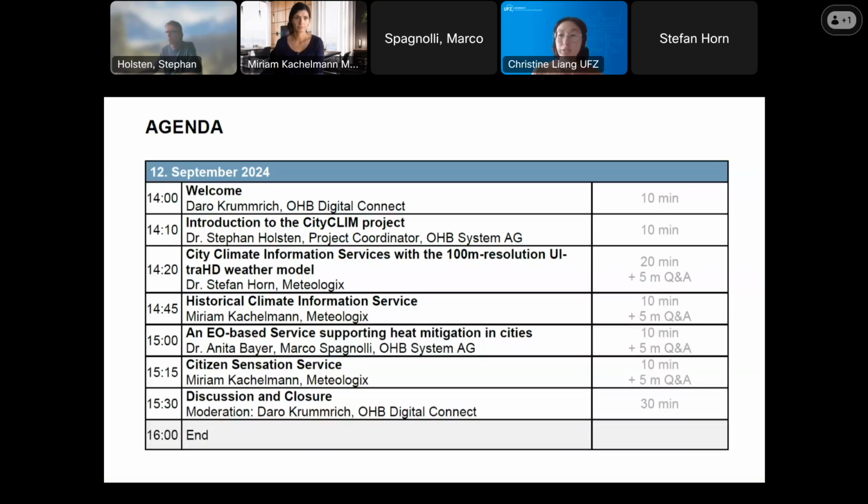The presentations will each be followed by a Q&A where you can ask questions directly to the presenters. But if there is not enough time or you have questions that relate to the whole project, there will be an opportunity at the end of the presentations in the discussion period where you can ask further questions. Before we begin with the service presentations, we will have an introduction to the CityCLIM project by Dr. Stephan Holsten, who is the project coordinator.